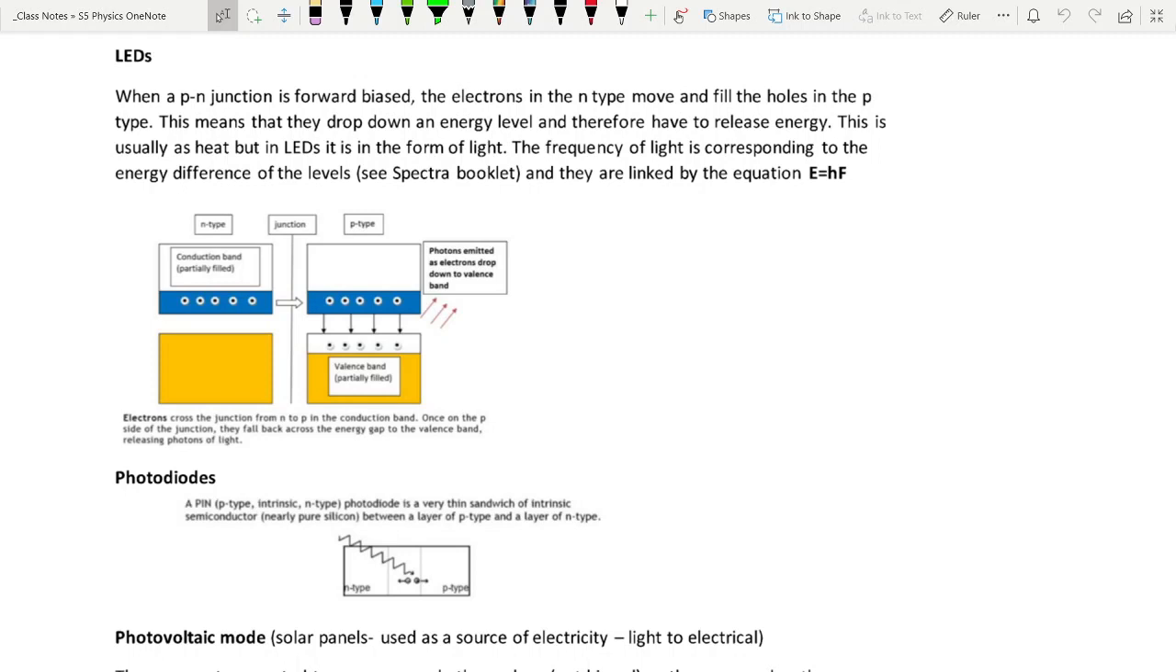And usually it's heat that they give out, that heat energy, but in an LED it's light energy. Okay, so they drop down an energy level and therefore have to release energy. This is usually as heat, but in LEDs it is in the form of light. The frequency of light is corresponding to the energy difference of the levels. So in your spectrum booklet, they're linked by the equation E equals hf. So if you wanted to know the frequency of that light, find the energy difference here, then you use the equation E equals hf to find the frequency.